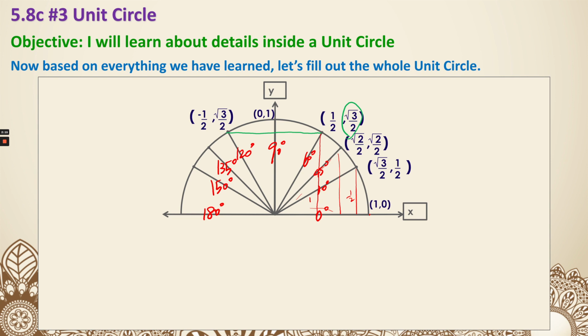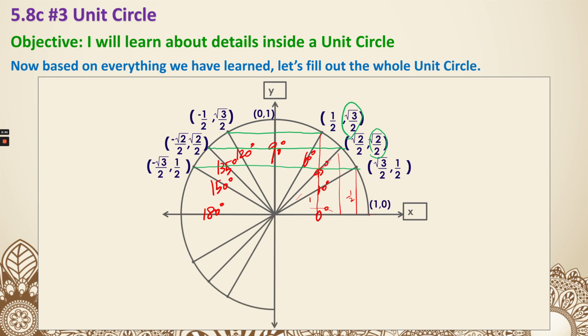Then when we get to 135 degrees, same idea. They are the same height, so that means the y values will be the same. We're just flipping the x. So here it is: negative square root of 2 over 2, comma square root of 2 over 2. 150, same thing. It is the same height as the 30-degree angle, so the y value is going to be the same. So it's going to be 1/2 for y and negative square root of 3 over 2 for the x.